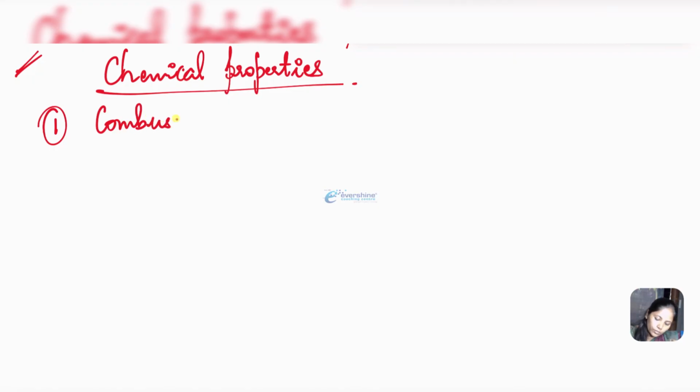Next, we will go to the topic chemical properties of carbon compounds. The first property is combustion. What do you mean by combustion? Combustion means burning. When we burn carbon compounds in the presence of oxygen, what happens? Let us see.